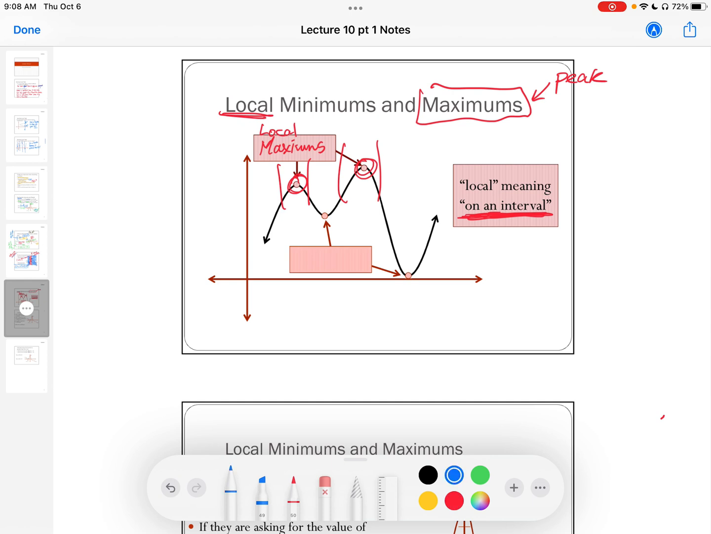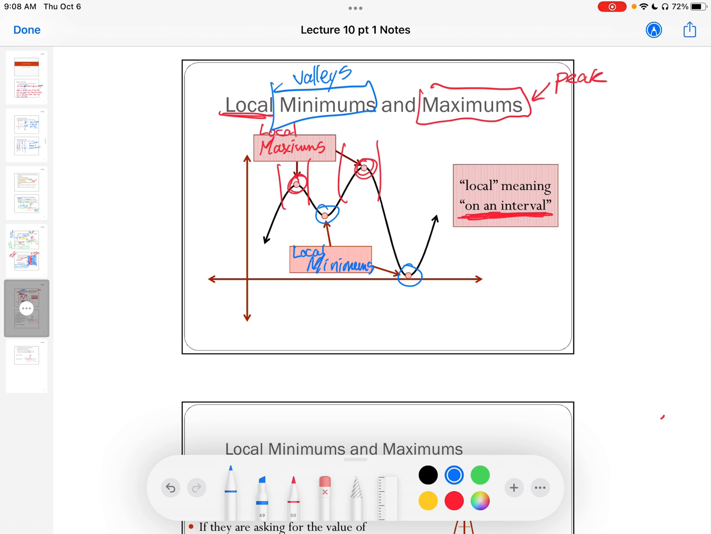Okay, so we are looking for our peaks and we are looking for our valleys. So your local minimum is your valleys. Well, here's a valley, here's a valley. So these here are your local minimums.